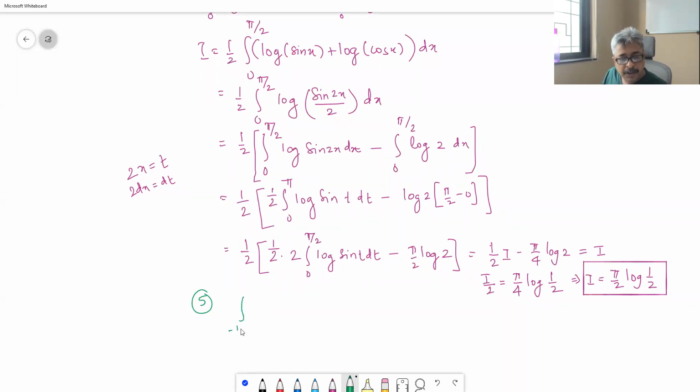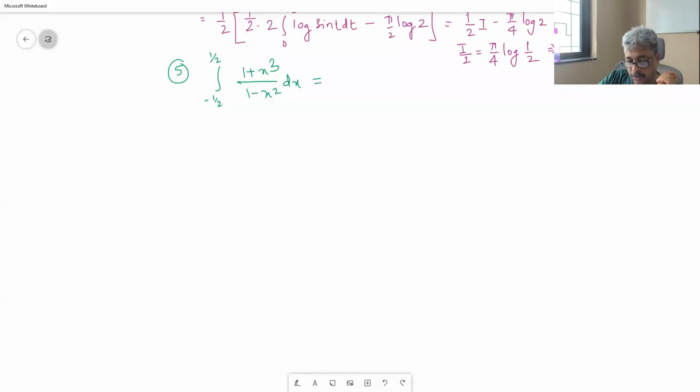Next, integral from minus half to plus half, 1 plus x cube upon 1 minus x square dx. Integral minus half to plus half, 1 plus x cube upon 1 minus x square dx is equal to, find out. Okay, the first thing is to break it in parts.